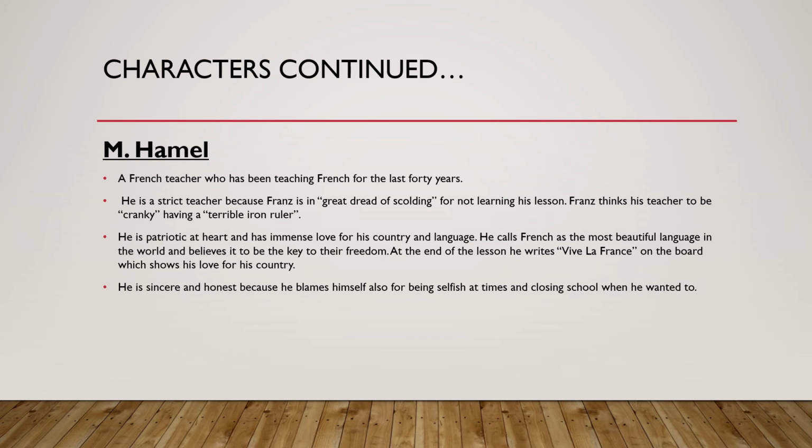He's an honest person because he blames himself also, along with the parents, the students and the people of Alsace. He blames himself for being selfish at times and closing school when he wanted to. And then we also see his emotional side. At the end of the last lesson he becomes so emotional that his voice is choked. He is not able to utter a word, and instead of speaking anything, he only gestures to students about the dismissal of the class and writes on the board, "Vive la France."